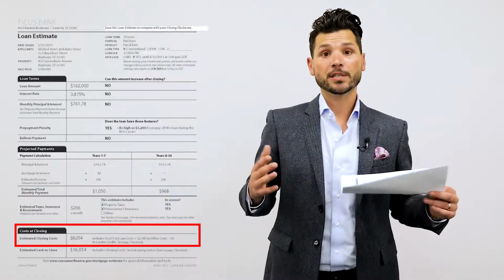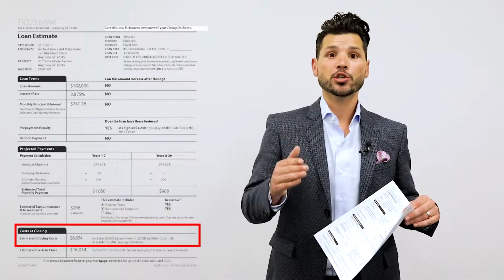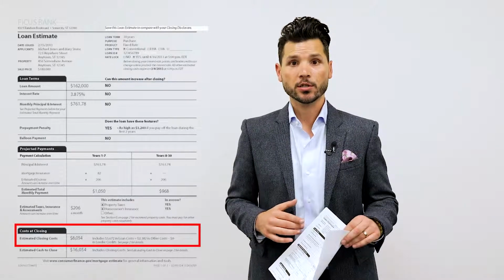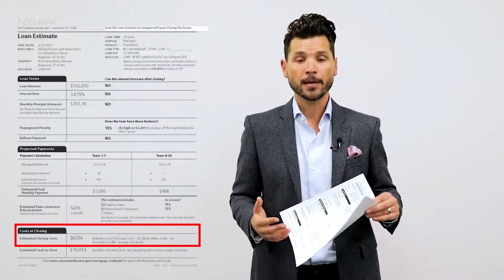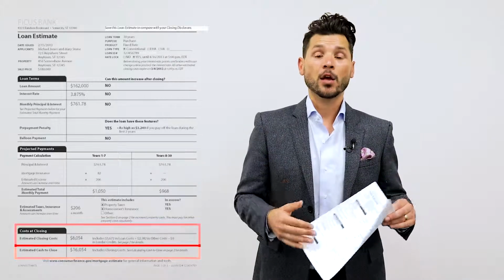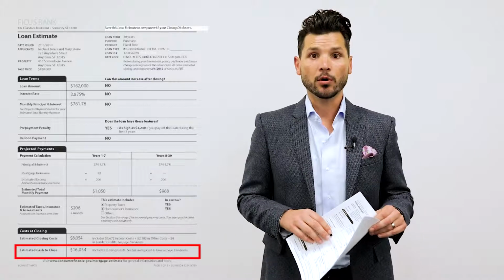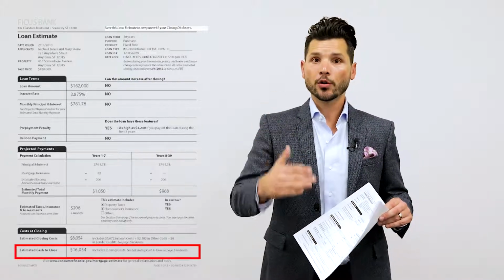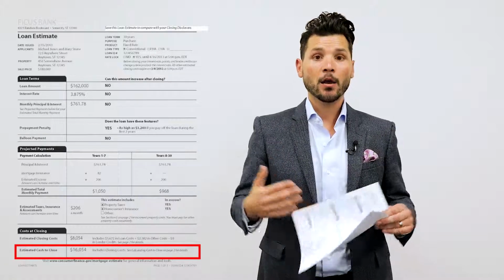The final important section of the loan estimate at the bottom of the first page is actually going to show you what your total closing costs are. These are all the costs you're going to incur to make the purchase of this property. And just below that, you're going to see the total amount of funds you need to bring to the closing table. This will include all those closing costs along with the down payment that you've agreed upon for the home purchase.